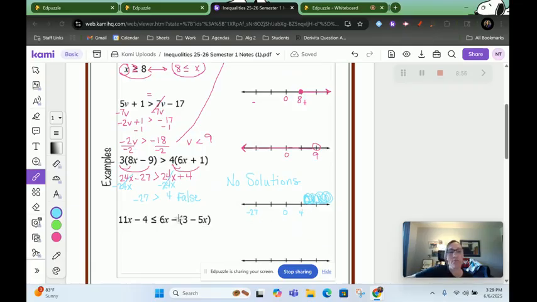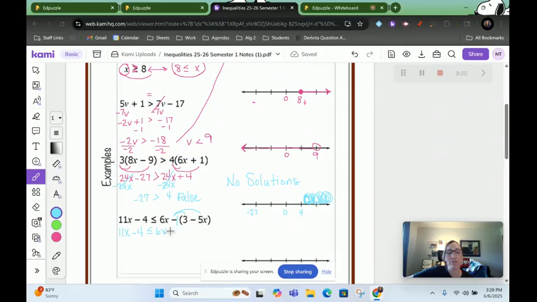All right, so right here I see some parentheses, and so I need to look. I always like to write a 1 with my negative sign because it helps remind me, oh yeah, I have to distribute that negative sign. Okay, so if we do that, we've got 11x minus 4, nothing happens there. Less than or equal to 6x, still nothing happening.